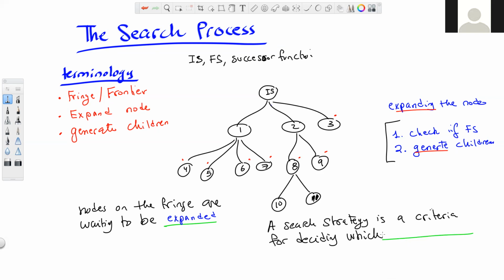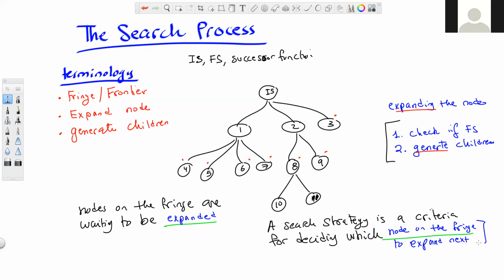Fantastic. I'm reading the very first answer. Okay, someone said depth first versus breadth first. Those are the names of search strategies. But the answer is, some of you wrote order of choosing nodes to expand. Which fringe nodes to expand first? Absolutely. That's it. So a search strategy is a criteria for deciding which node on the fringe to expand next.